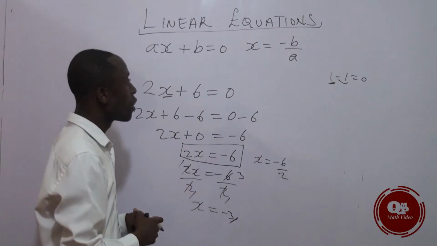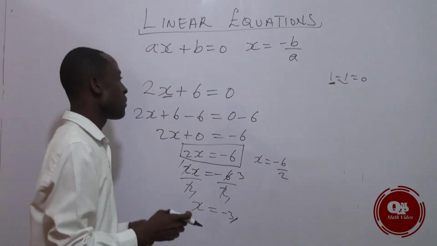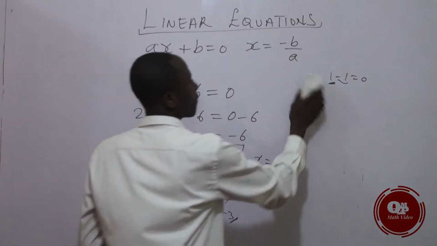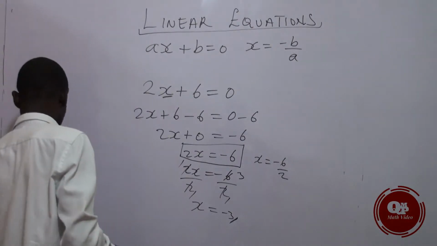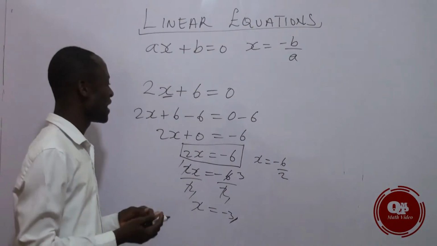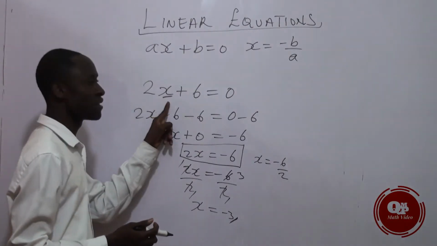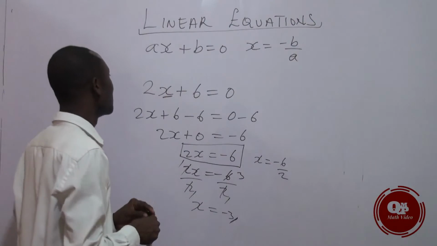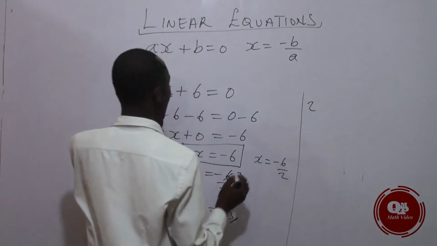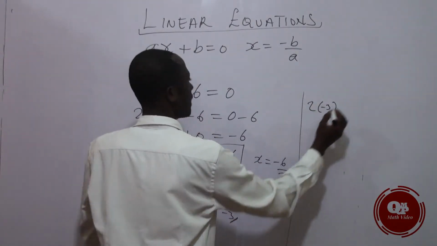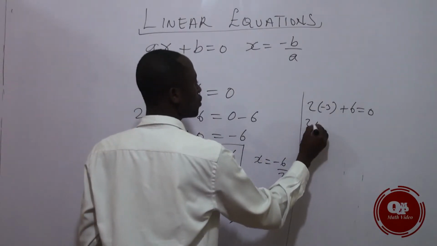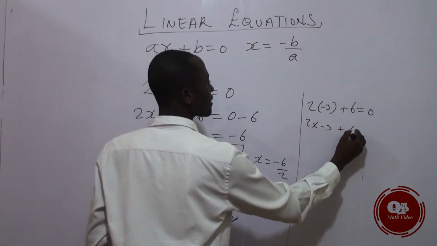This is the first proof of the solution. Now I'm going to give you another proof to prove that our solution is right. Okay. Now, after solving, we realize that our x happened to be what? Negative 3. How do we know that it is 3? Okay, wherever you see x, you substitute it by what? Negative 3. So now we have 2, and then x, that is negative 3, and then plus 6 is equal to 0. The bracket means you are multiplying. So 2 times negative 3 plus 6 is equal to 0.